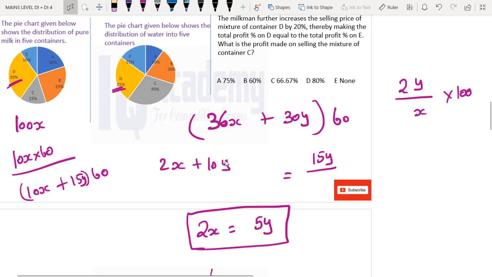So instead of y, you can write it as 2 by 5 x. So you can cancel this out, and it will be 4 by 5 into 100. So the answer for this question is 4 by 5 into 100, which is 80%. So the answer is 80% for this question. We'll move to the next question.